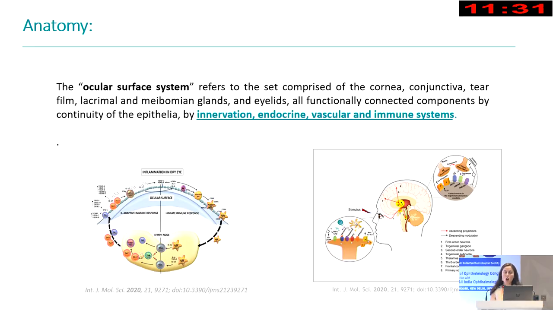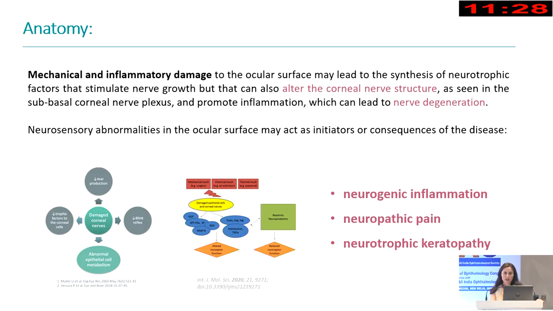So this is the ocular surface system. But when we have a mechanical or an inflammatory damage that is consistent over time, then we will alter the corneal nerve structure, and eventually this will lead to nerve degeneration. So at first there will be a neurogenic inflammation, and there will be a reaction of the body that will be good because it will promote the reepithelialization. But if it keeps going, then we will have a neuropathic pain or a neurotrophic keratopathy.